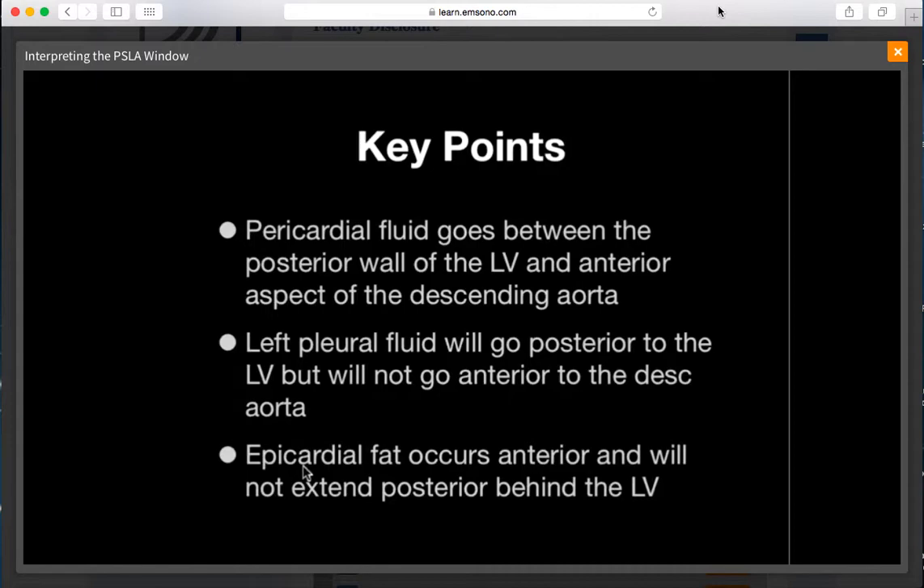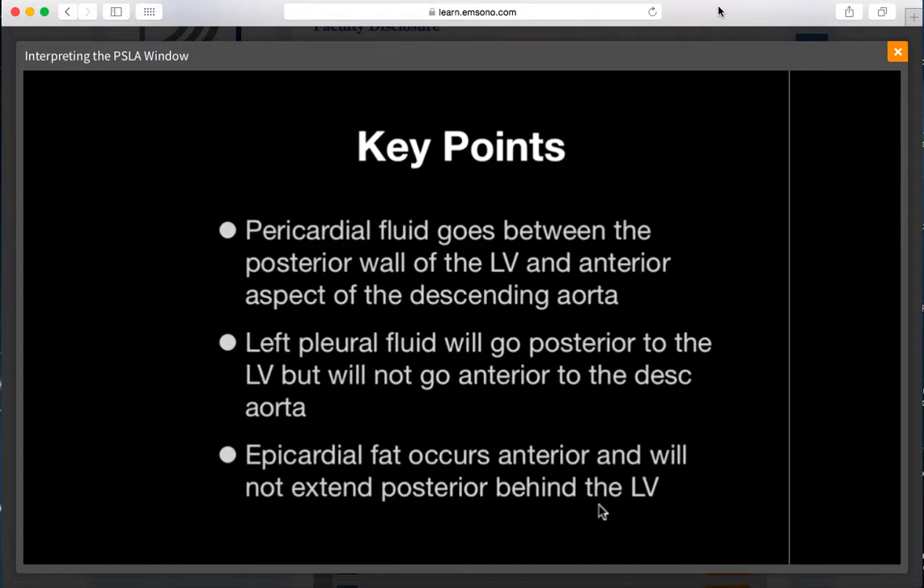With epicardial fat, it occurs anterior and along the right side of the heart, and it will not extend posterior to the left ventricle. This concludes the parasternal long axis interpretive mastery video.